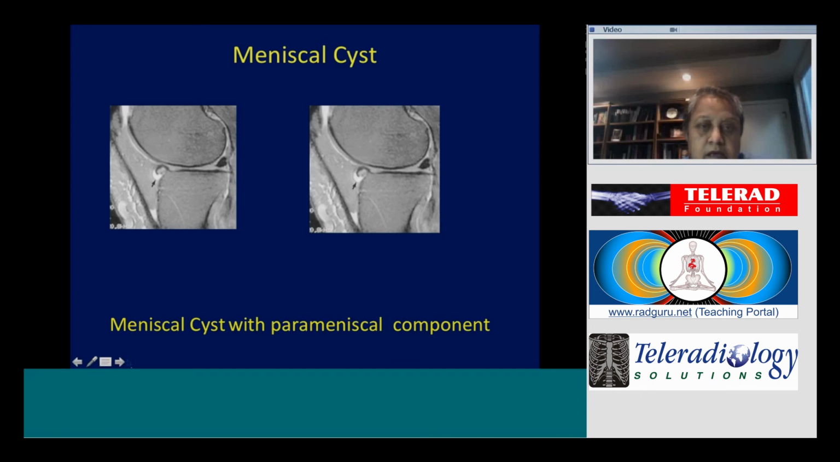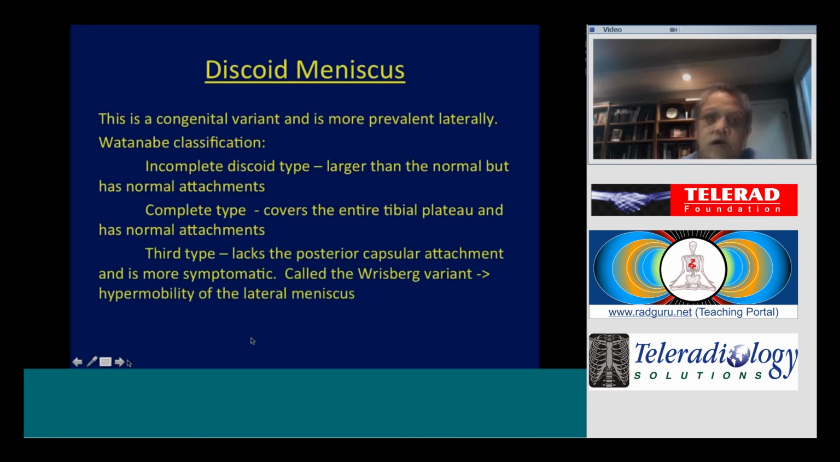Now, we had talked about the multiple pathologies of the menisci. Discoid meniscus is a congenital variant and is more prevalent on the lateral meniscus. Watanabe classified this as an incomplete discoid meniscus where the meniscus is larger than normal but has normal attachments. The complete type covers the entire tibial plateau and has normal attachments. Although these are prone to injury, they're not as bad as the third type, which is called the Risberg variant.